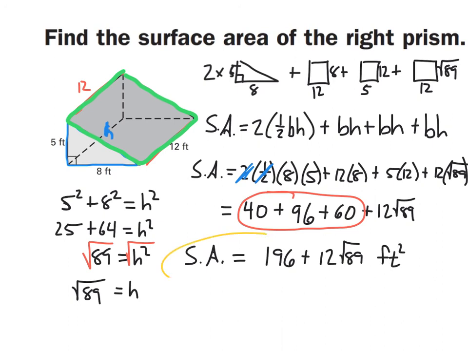Again, we like exact answers when possible, unless they tell us to find a different type of answer, a rounded answer of some sort. Okay? Questions on that?